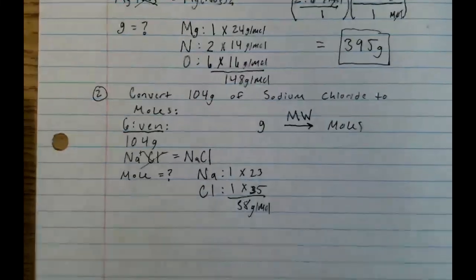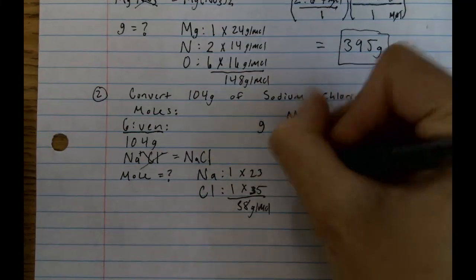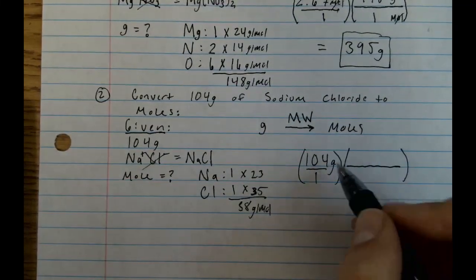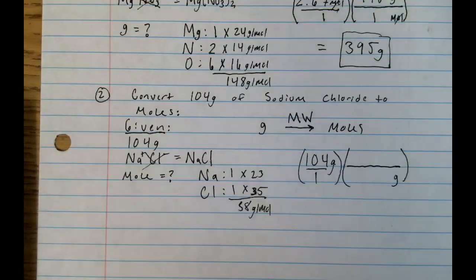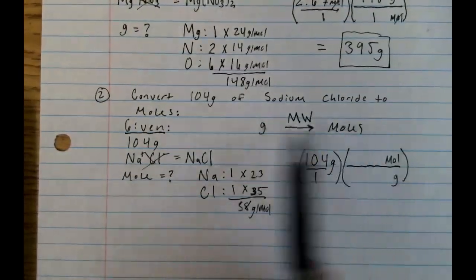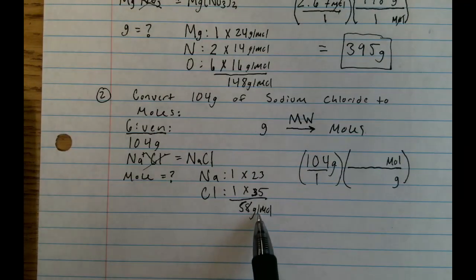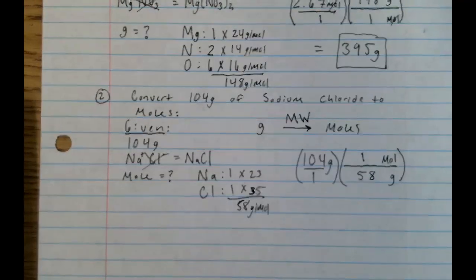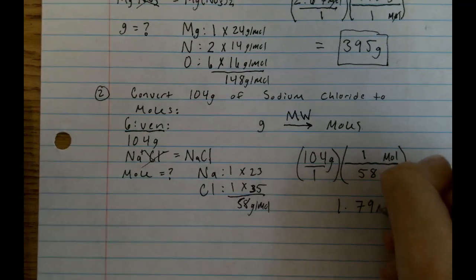Once you have the molecular weight, you can set up the problem. We're given 104 grams, so we're going to put that over 1. Then we're going to set up another fraction, but this time in this fraction, I want to cancel out grams. If grams is on the top on the left, then on the right, it has to go on the bottom. That's the only way you can cancel out this unit. So then mole has to go on top because that's what we're converting between. This molecular weight is saying that there are 58 grams for every 1 mole. So 58 goes with the grams and 1 goes with the mole. And with 3 sig figs, we get 1.79 moles.